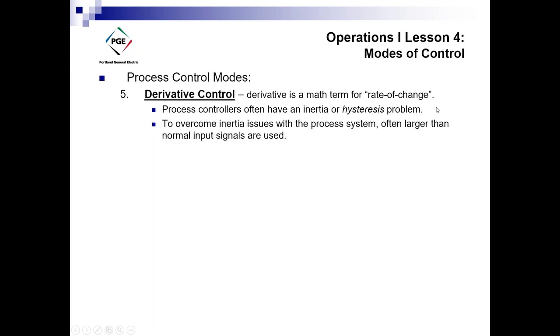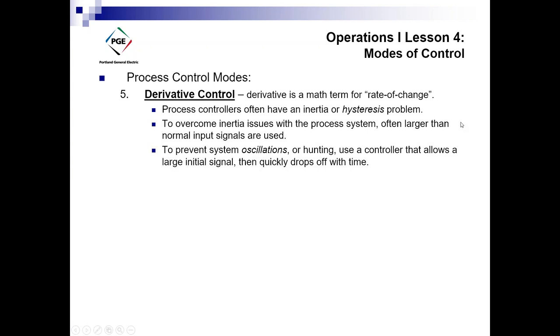So to overcome inertia issues with the process system, often larger than normal input signals are used. Remember inertia is a body in motion stays in motion, a body at rest stays at rest. So basically this is changing a system. There's going to be some type of inertia where a system doesn't want to initially change. And then it'll slowly start changing until it reaches a new steady state.